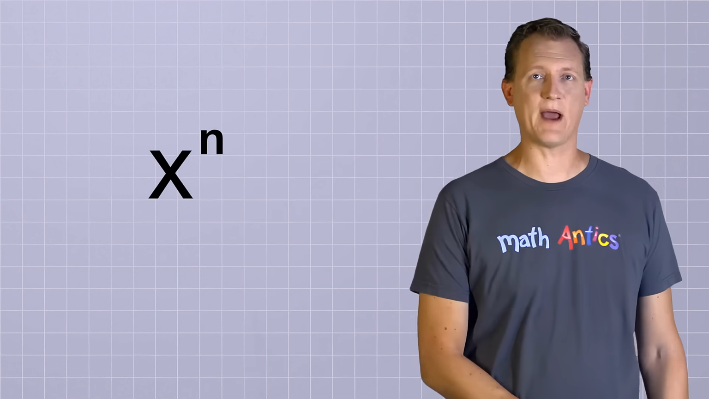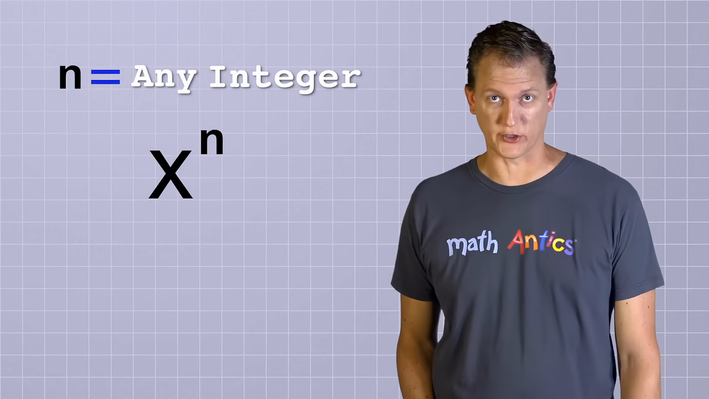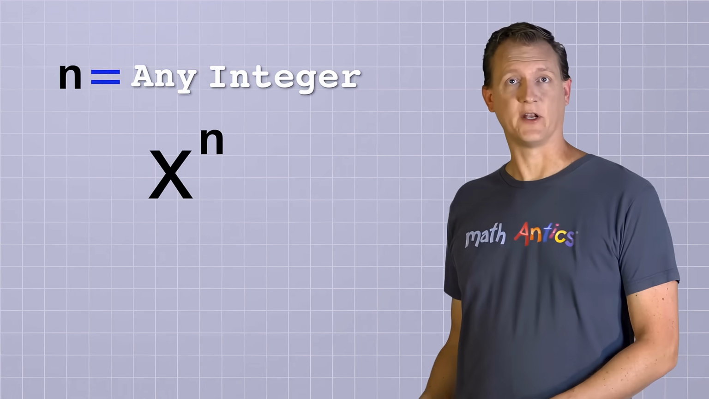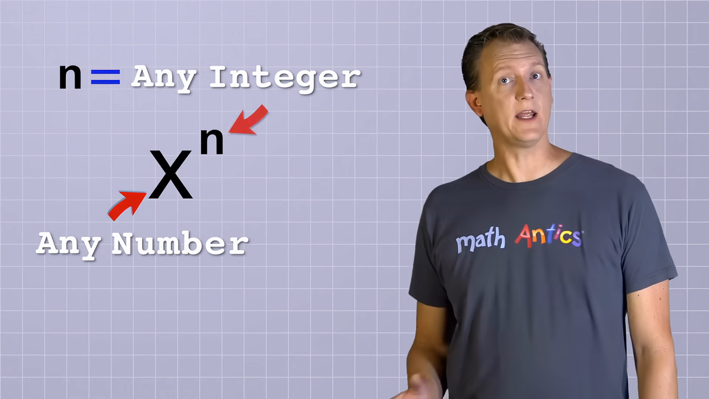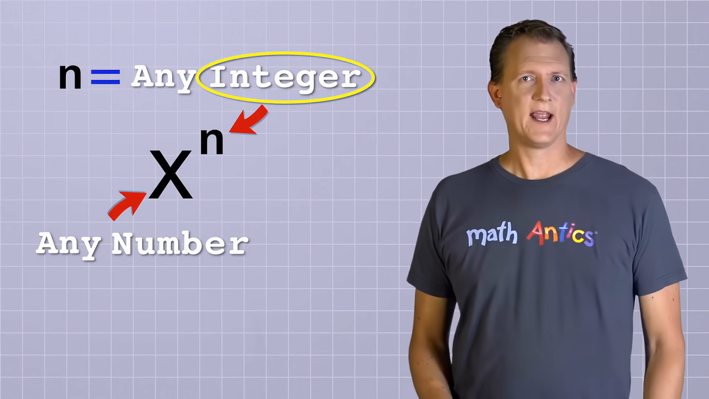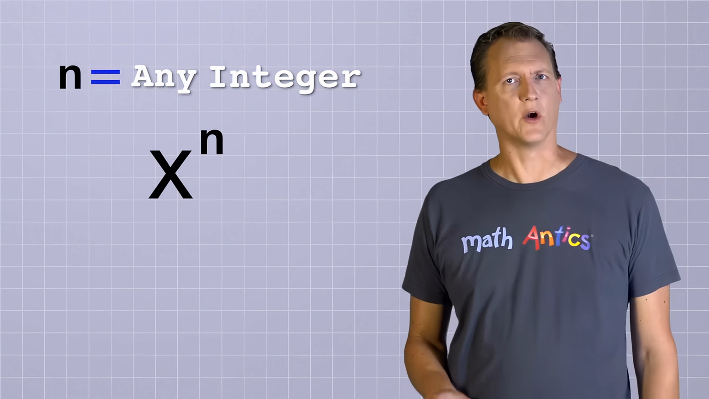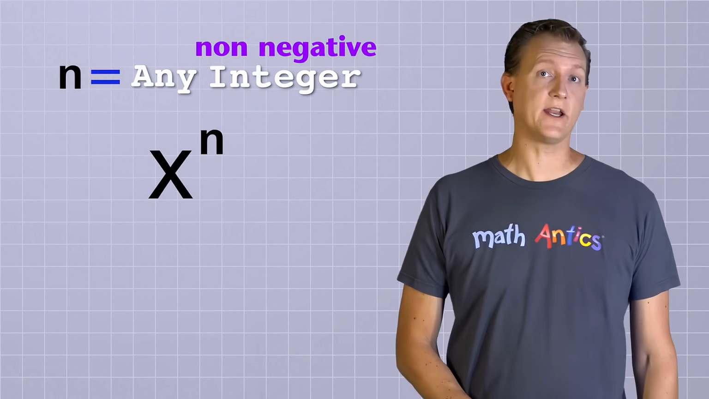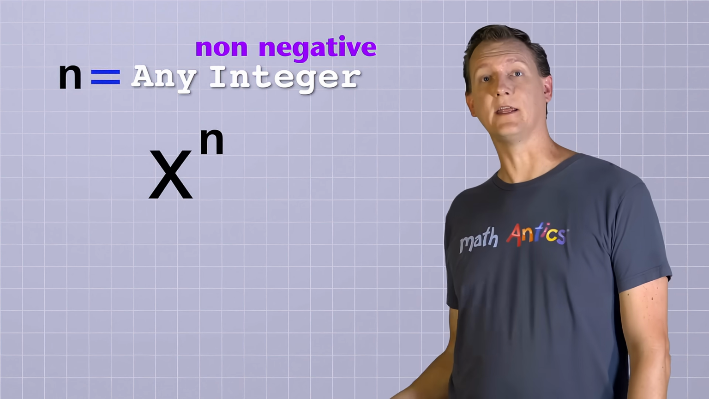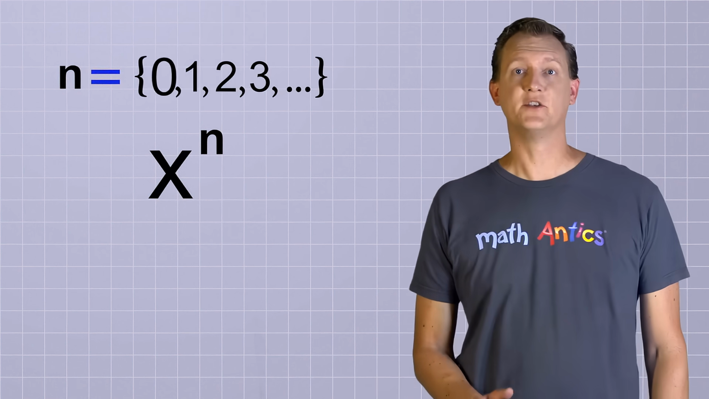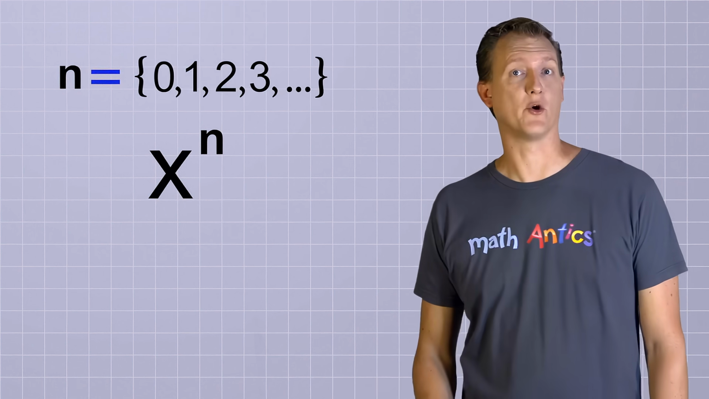But first, we're going to learn something about exponents by looking at an important pattern in algebra. It's the pattern formed by the expression x to the nth power, where n is any integer. In this expression, x could be any number, but n can only be an integer. And to keep things simple in this video, we're only going to consider non-negative integers. That is, we'll limit n to be this set of numbers, 0, 1, 2, 3, and so on.